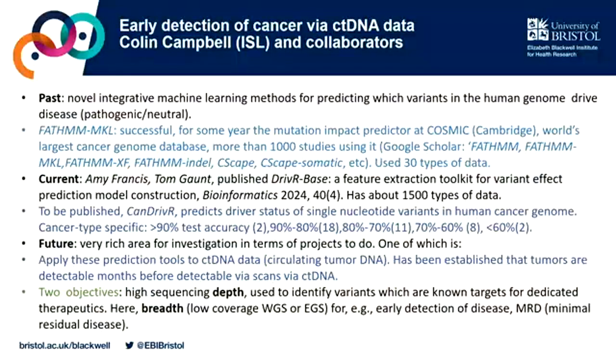However, Amy Francis, who's here in the audience, has compiled, and we've recently published, a resource called DriverBase, with many more types of data. In fact, we have 1,500, but we want to add in MAVE data and all sorts of different types of data. These are cancer type specific. These are our performances. We're getting good scores on unseen data, okay? So like leave one chromosome out.